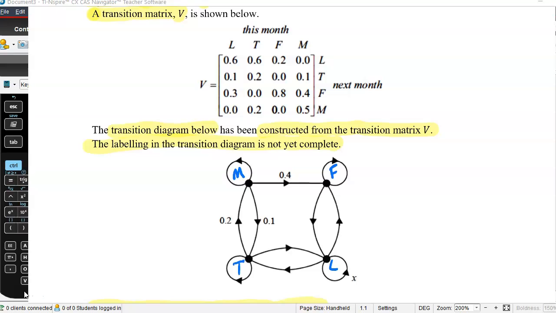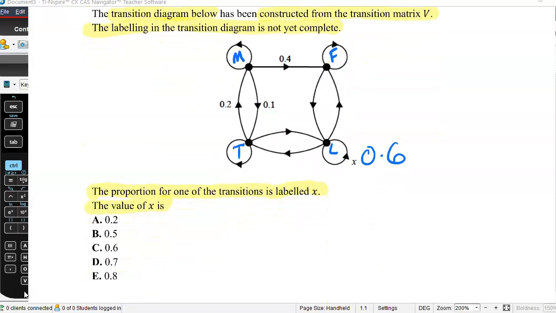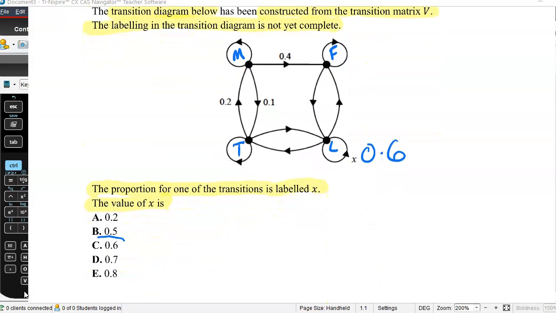So X is the proportion that this month is at L and next month will also be at L. So this month is at L and next month will be at L. So that should be 0.6. Now we can fill in the rest, and I might go and do that in a second. Let's just look at these questions, these results. So yes, C 0.6.